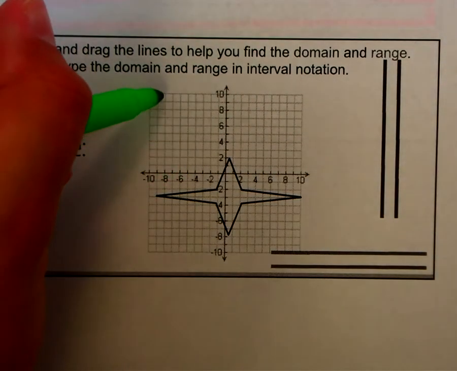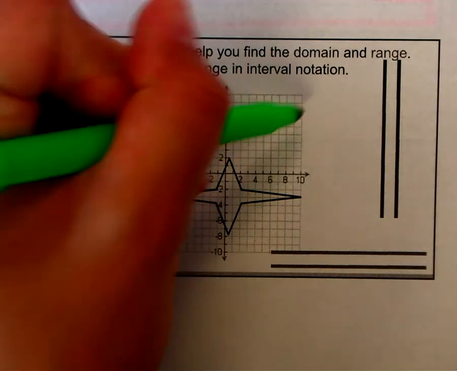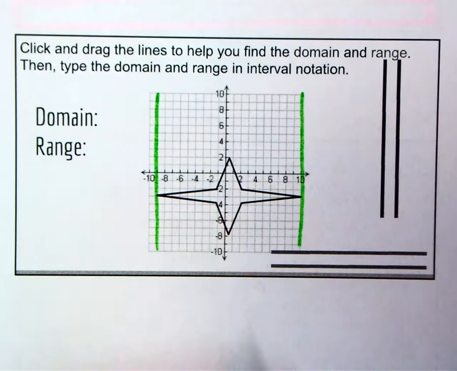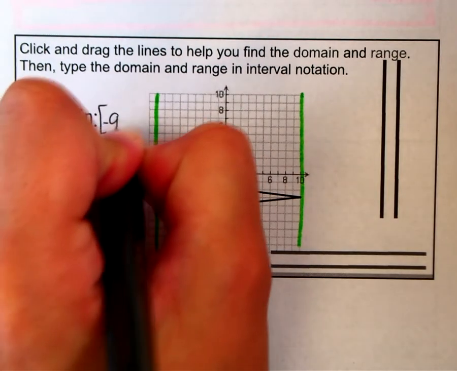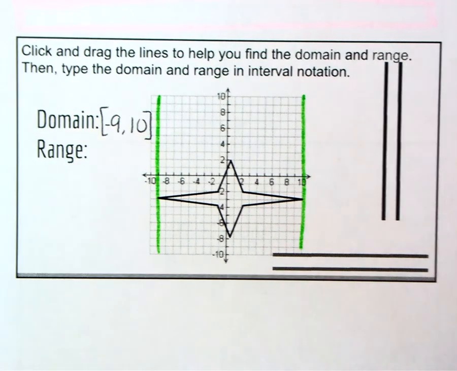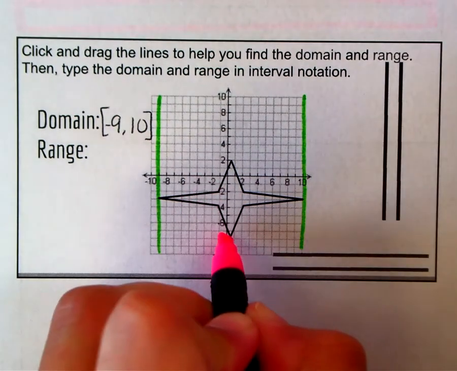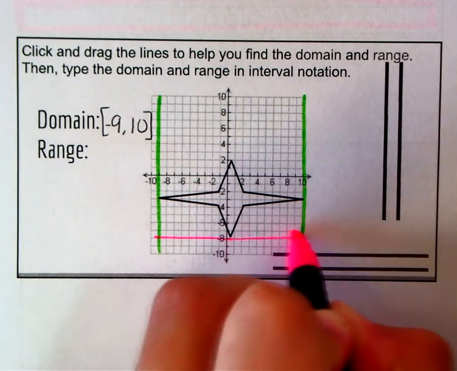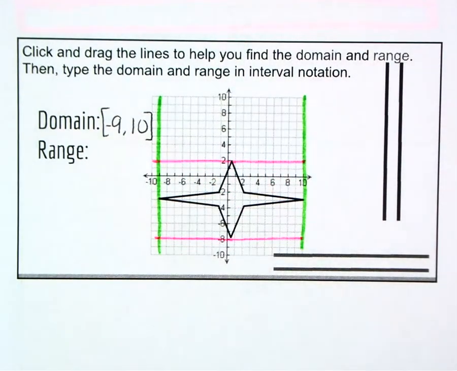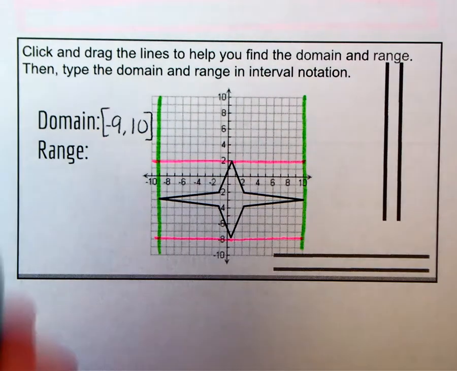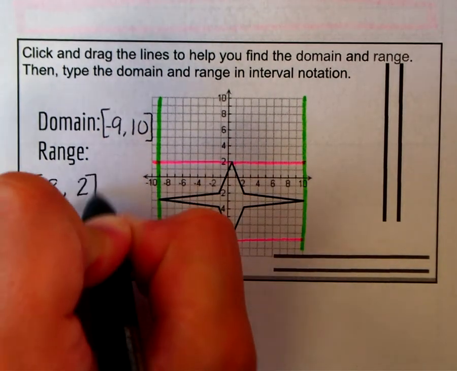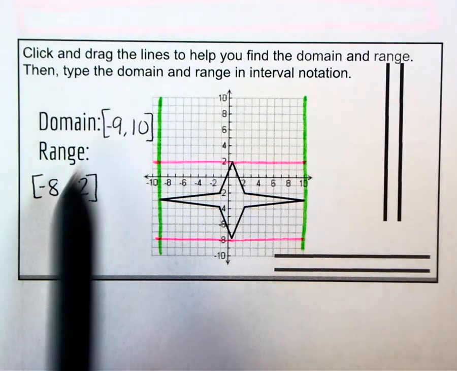So domain, from left to right, we've got -9 to 10 within our brackets. And then the range is bottom to top, y values. Still in brackets because my graph is existing there. There's no open circles. So my range will go from -8 until 2. And just remember that the smallest value goes on the left side.